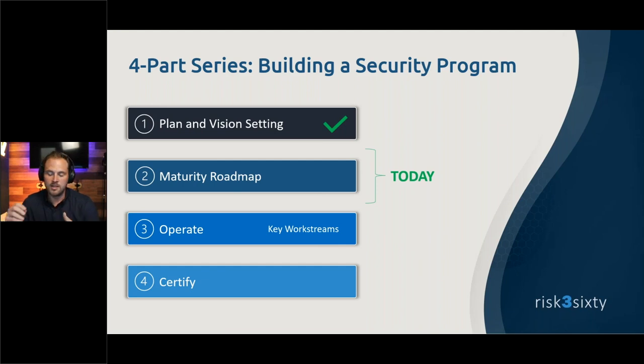It's in the playlist. This second part of the series is the maturity roadmap, so we'll talk about that today. Coming up next, we'll talk about how to operate it. We'll talk about key program pillars and the different work streams of a security program.